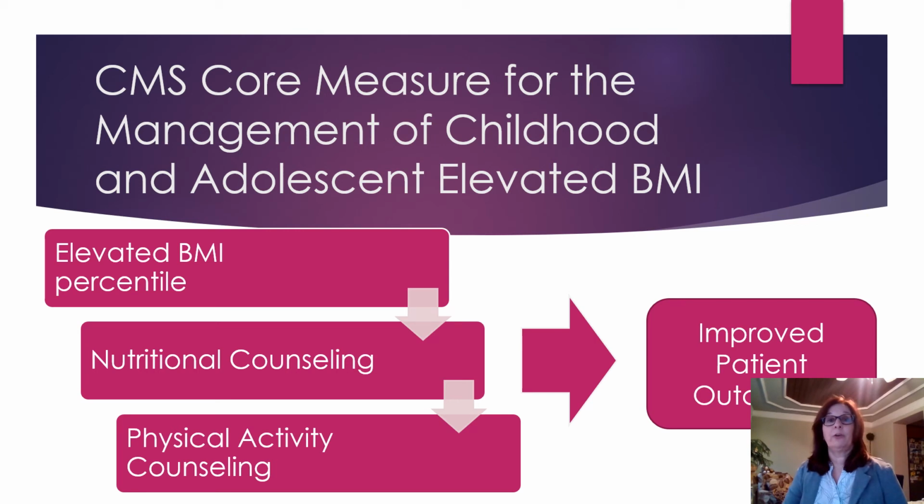One example of a current CMS measure pertains to weight assessment and counseling for nutrition and physical activity for children and adolescents. Specifically, the measure requires documentation of body mass index percentile in all patients 3 to 17 years of age, once per year upon visit with a primary care provider or OBGYN provider. Based on BMI percentile, counseling for nutrition and physical activity must be provided. Core measures such as this are designed to improve patient outcomes.